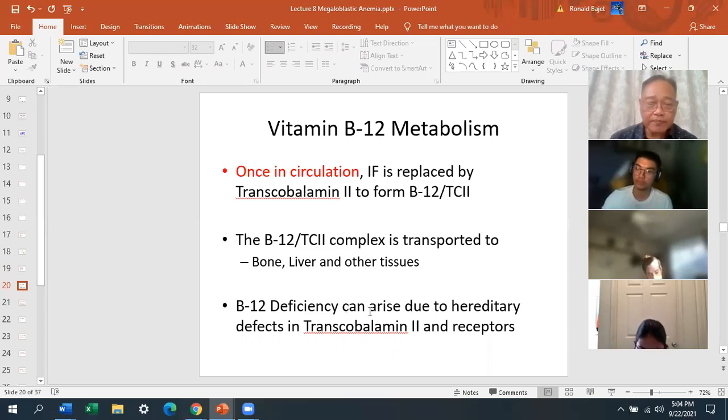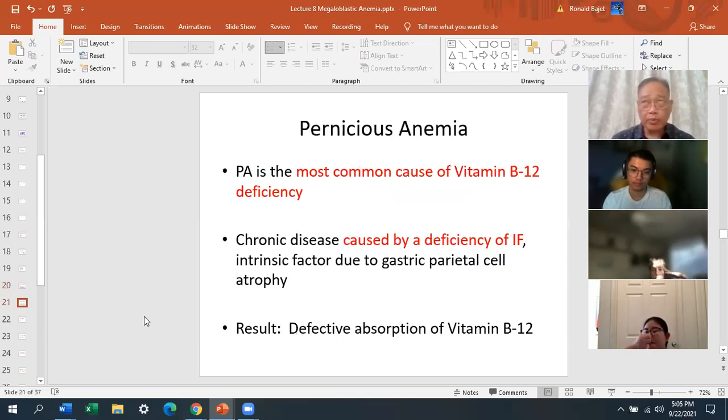B12 deficiency can arise due to hereditary defects in transcobalamin 2. So if you have a problem with transcobalamin 2, then you can become B12 deficient. If you don't have transcobalamin 2, B12 can't be in this complex to be delivered to the bone, liver, and other tissues. Okay, so a problem with transcobalamin 2.